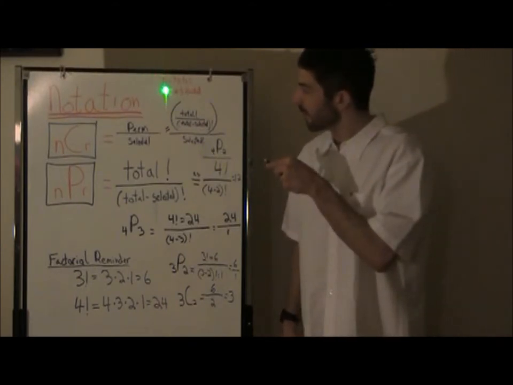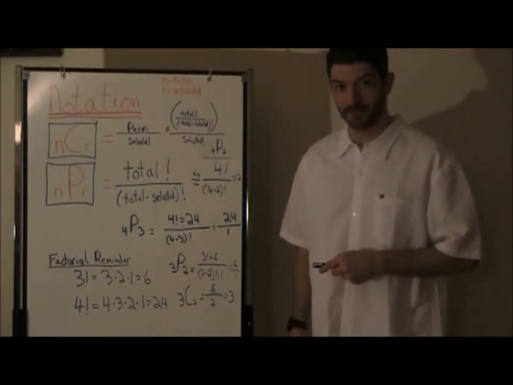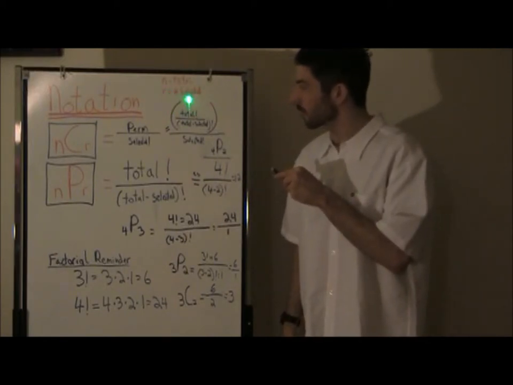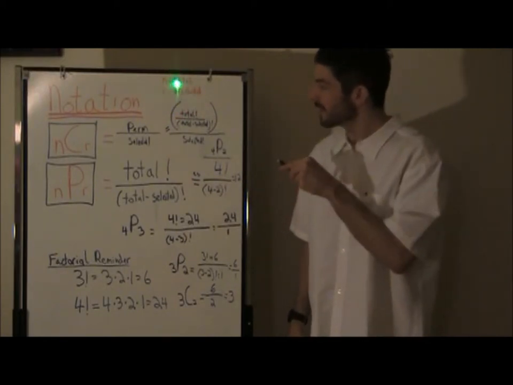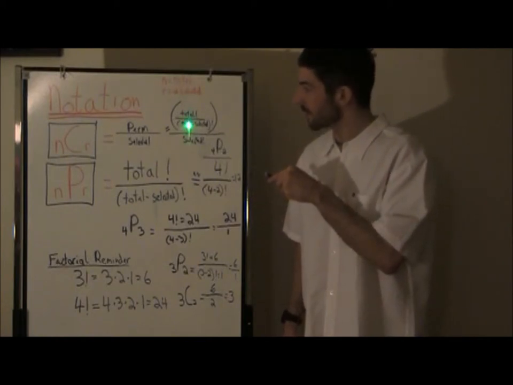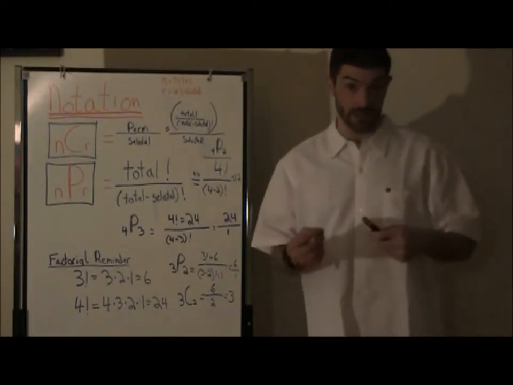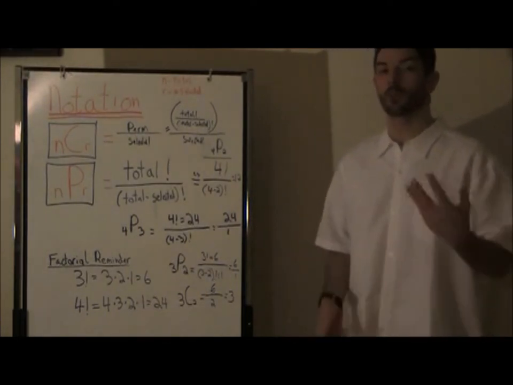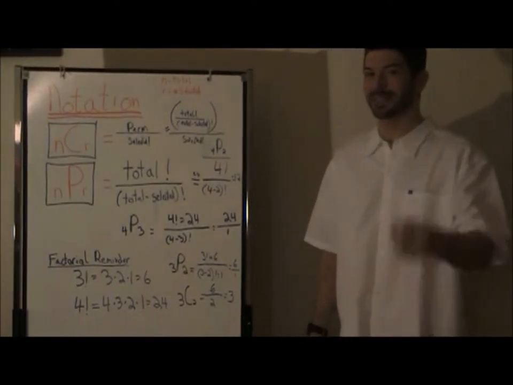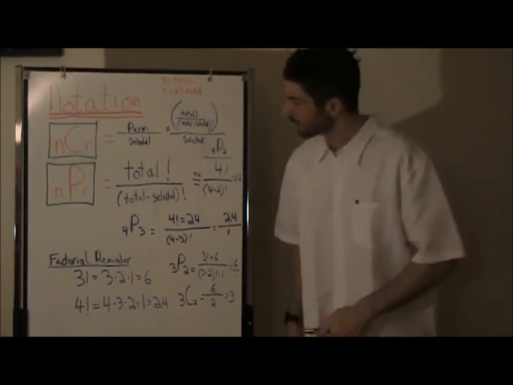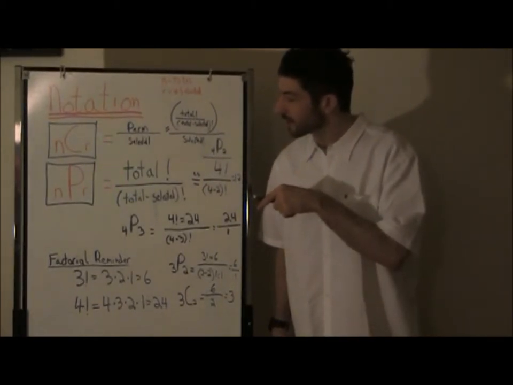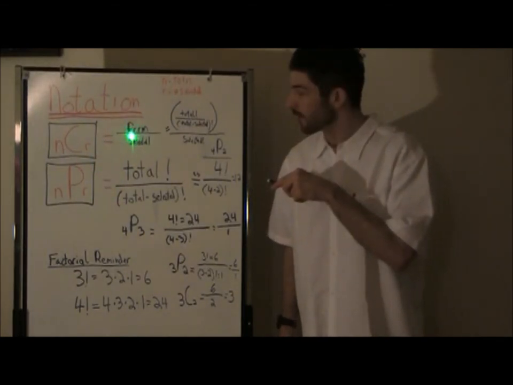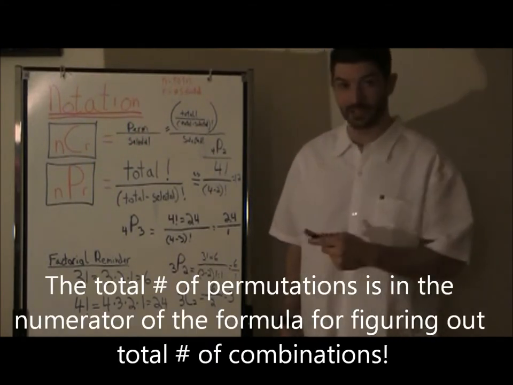But n is a reference to the total number of items, and r is the total selected. So n is the total and r is the selected. So when we're showing the two knives and the calculator selection, how many total were there? Three. How many are being selected? Two. Okay?